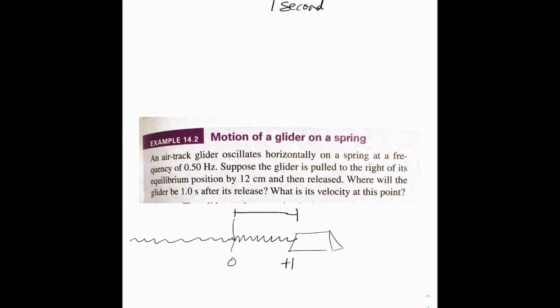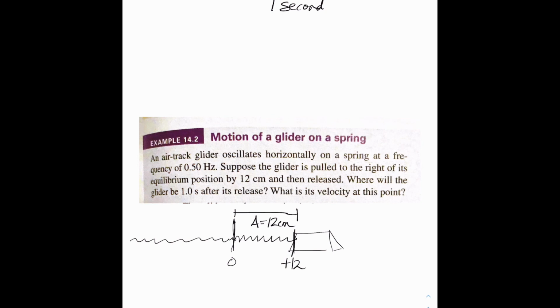I'll just write that down here. So this is its amplitude, is what I'm trying to get at. Its amplitude is 12 centimeters, right? And where will the glider be 1 second after it's released? So when it's resting, it's here at this 0 position, and right now it's at position positive 12.